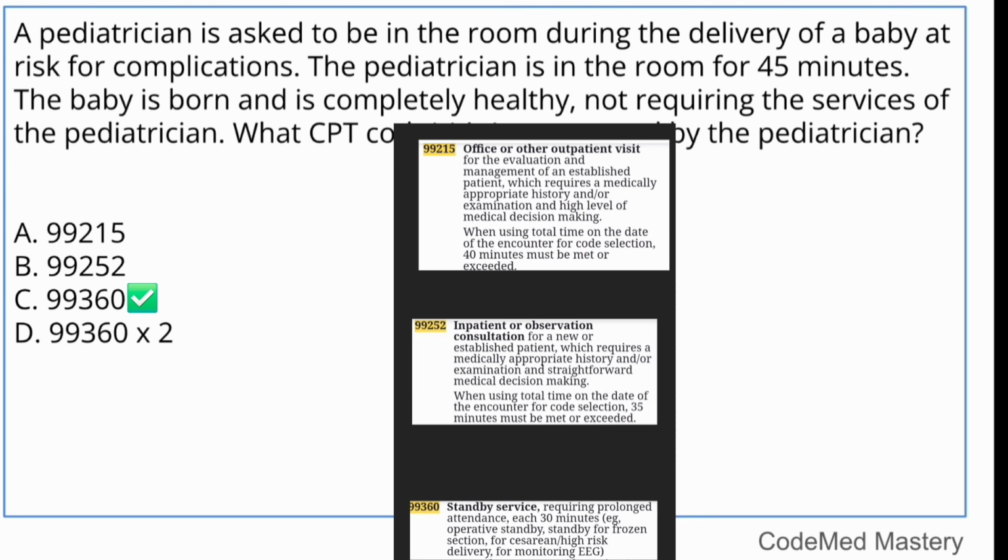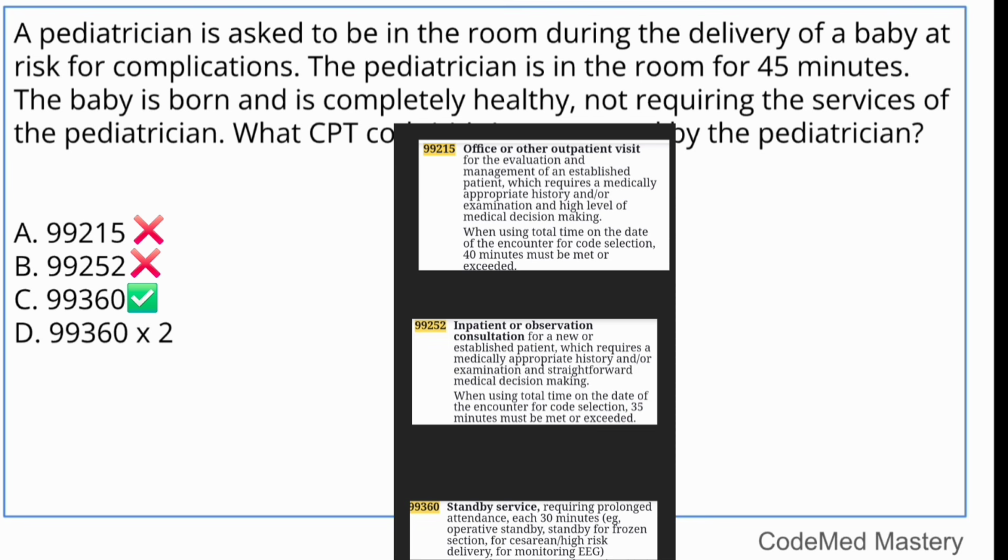Why? Because the CPT code 99360 is used to report standby service. In this particular question, the pediatrician was requested to be present during the delivery due to potential complications. They were physically present for 45 minutes, but the baby was born healthy and no intervention was required. So in this scenario, there is no direct evaluation and management performed and the pediatrician was simply on standby. Therefore, we are using the code 99360. We'll eliminate option A and option B. Now in option D, they have given 99360 multiplied twice.